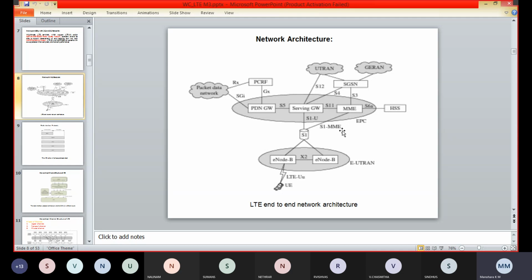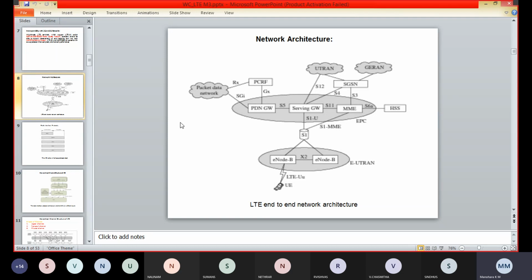Some of the other responsibilities of the serving gateway include lawful intercept, charging, and some policy enforcement. The serving gateway and MME may be implemented in one physical node or in separate physical nodes.